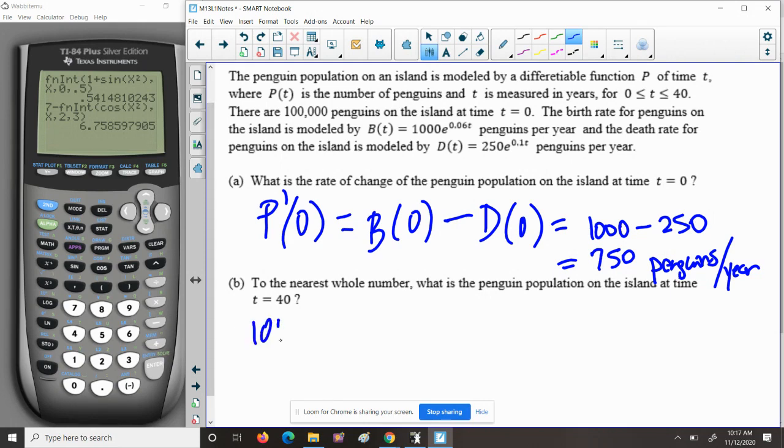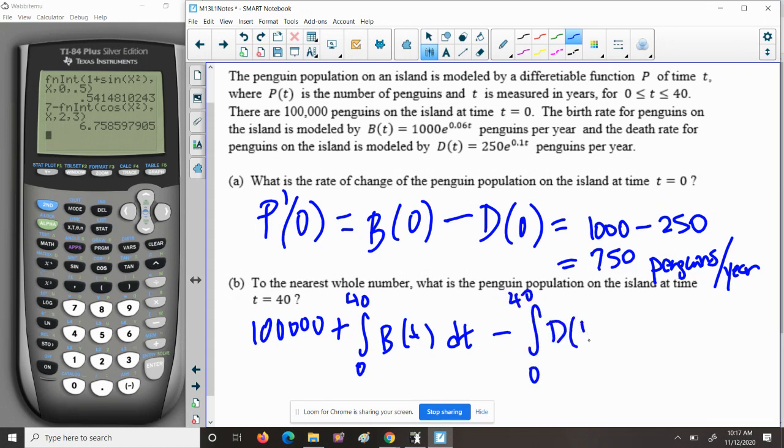And we want to add how many were born. So we have the rate at which they're born. That's the b of t. So we need to take the integral from 0 to 40 of b of t. And then we need to subtract how many are dying over that time period. So we need to subtract the integral from 0 to 40 of the death rate.